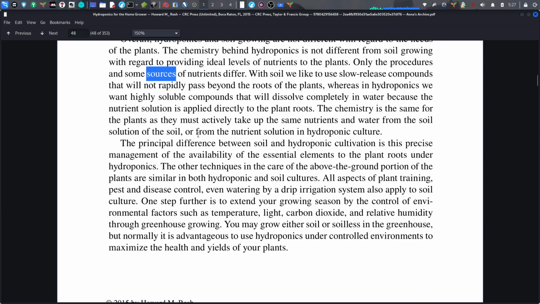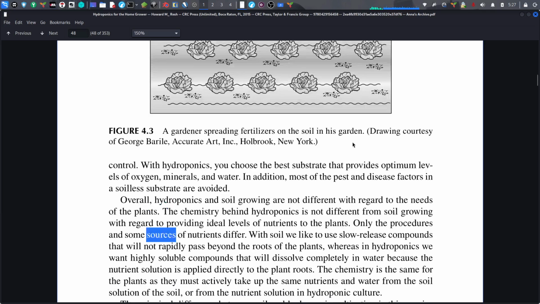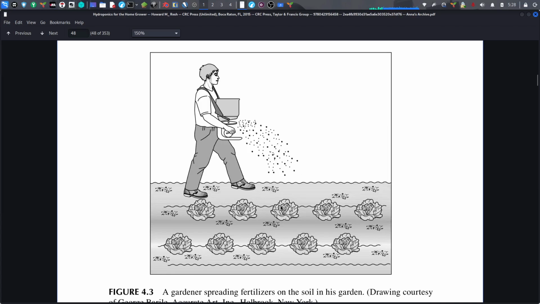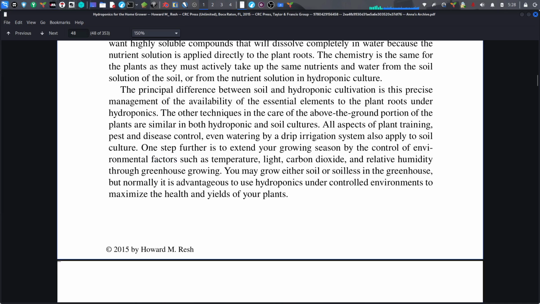The principal difference between soil and hydroponic cultivation. Cultivation means we grow our plants with nutrients, water, and oxygen, and the plant generates its structures and its storage parts. The storage parts mean vegetables, leaves, and other edible parts.